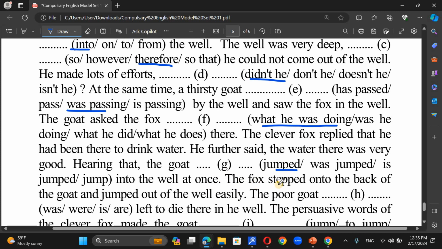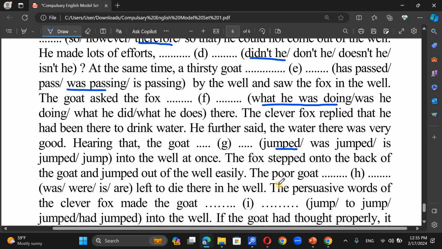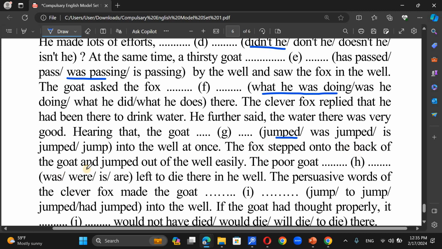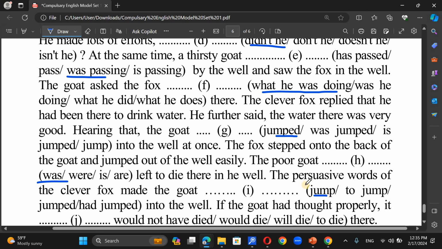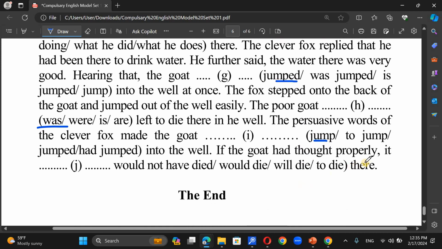The fox was very clever. The fox stepped onto the back of the goat and jumped out of the well easily. The poor goat was left to die there in the well. The persuasive words of the clever fox made the goat, a causative verb, jump into the well. If the goat had thought properly, it would not have died.